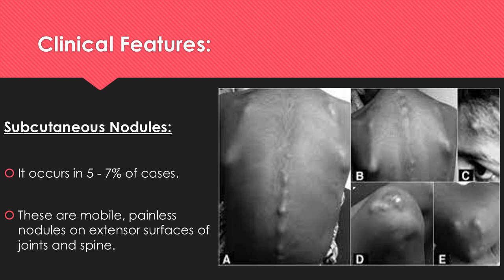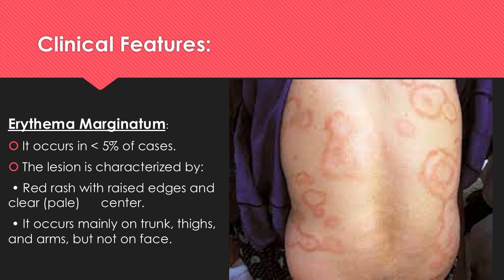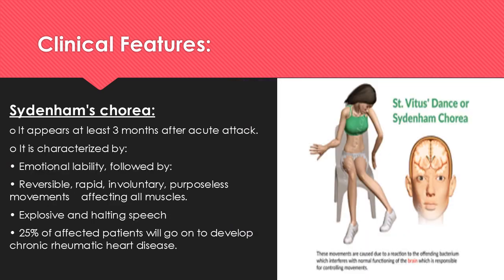Subcutaneous nodules occur in 5 to 7% of the cases. They are mobile, painless nodules on extensor surfaces of joints and spine. These typically appear more than 3 weeks after the onset of disease. Erythema marginatum occurs in less than 5% of cases. The lesion is characterized by a red rash with raised edges and a clear pale center. It occurs mainly on the trunk, thighs and arms, but not on the face.